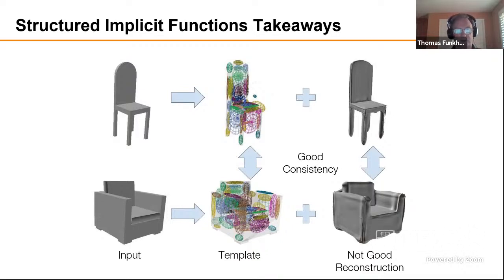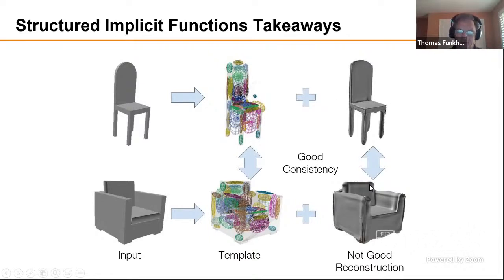So in this example here, again, the green ellipsoid closest to us in the bottom is representing the right front leg of both an easy chair and a dining room chair. And then if you look around, there's just incredible consistency across all the different ellipsoids in these examples, even though they're very different from each other.